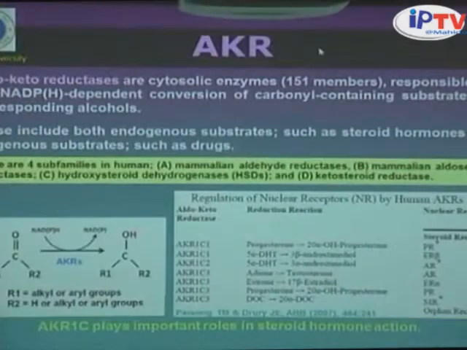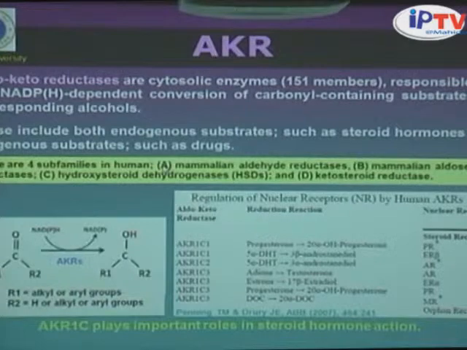Briefly, the AKR enzyme is a group of aldoketoreductases. It's a big group of about 151 members, and it is responsible for the conversion of carbonyl containing substrates into alcohol. In human, there are 4 subfamilies: subfamily A, B, C, and D. For C, hydroxysteroid dehydrogenase is another name.